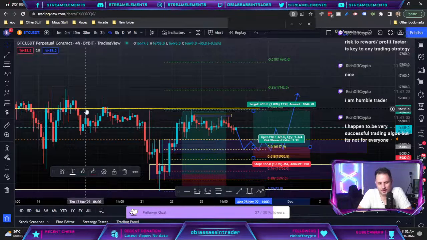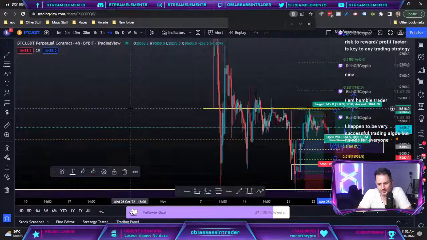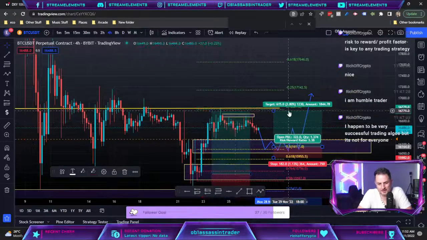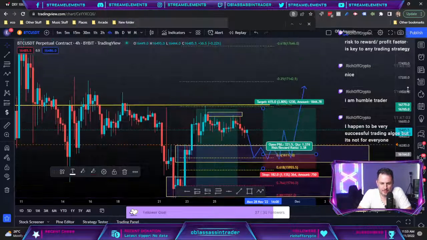And at this point, we've got some resistance right here at the 50% of the price structure. We have some resistance here. If I can't get a 3-to-1 trade there, what's the point? What's the point in risking my stop?